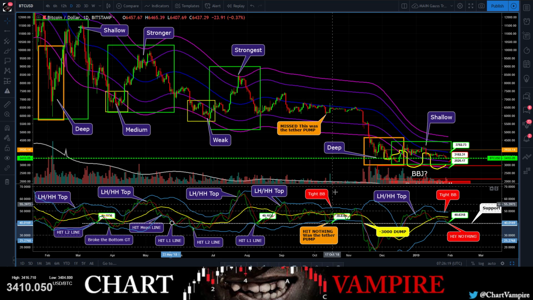This was this Tether pump. Tether pump brought us right back up. The top Gaussian line worked. The mean Gaussian line worked as resistance all the way across. We could never cross it. Finally, capitulation. We finally had our first event of capitulation.